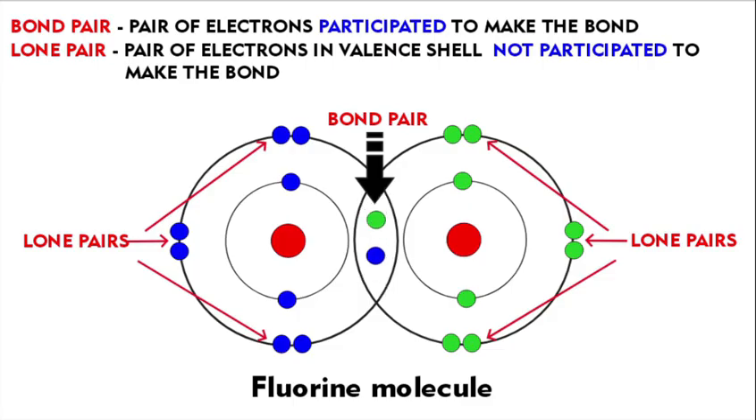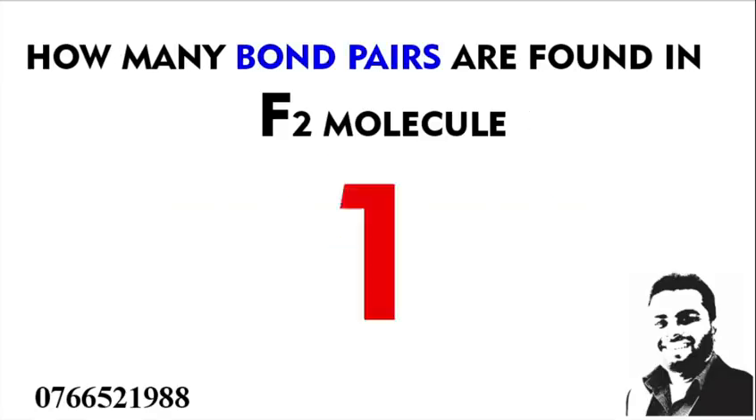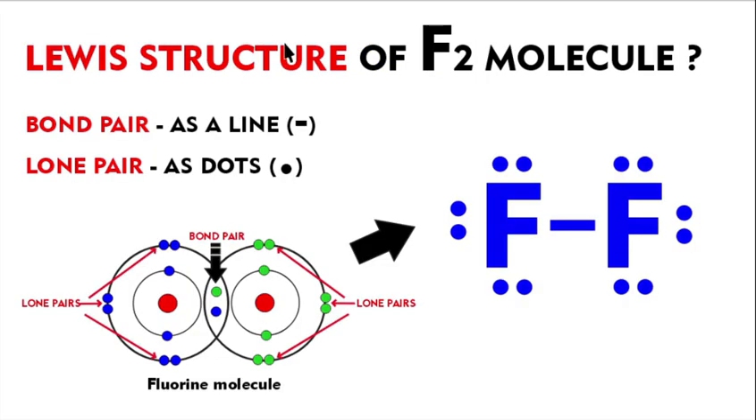මේක ගත්තම මේ තියෙන bond pair එක. Only one bond pair, right? So there is only one bond pair. So now we will see the Lewis structure of F2 molecule.